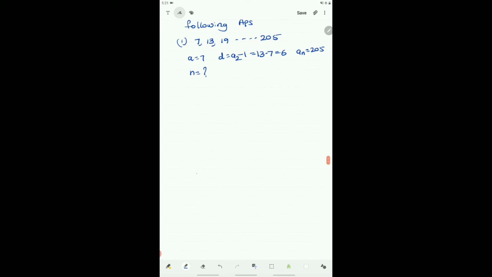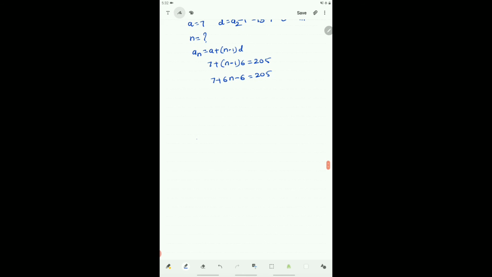Then write the formula for an. an = a + (n minus 1) into d. Here a is 7, plus n we have to find, d is 6, equals 205. That is 7 + 6n minus 6 = 205. 6n, 7 minus 6 is 1, that is 6n + 1 = 205. 6n = 205 minus 1. 6n = 204. Then n = 204 by 6.